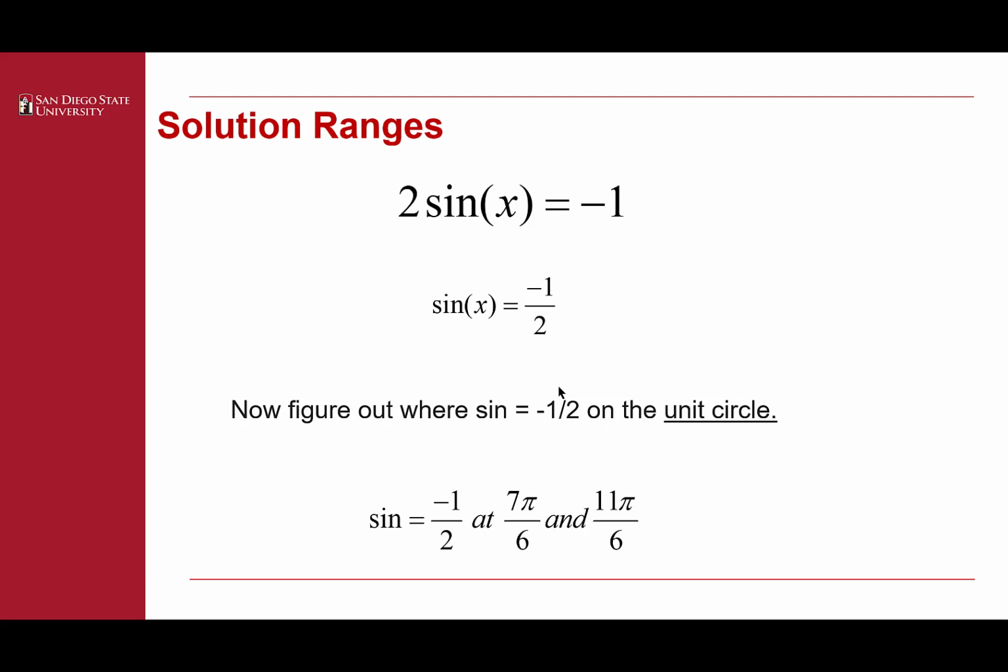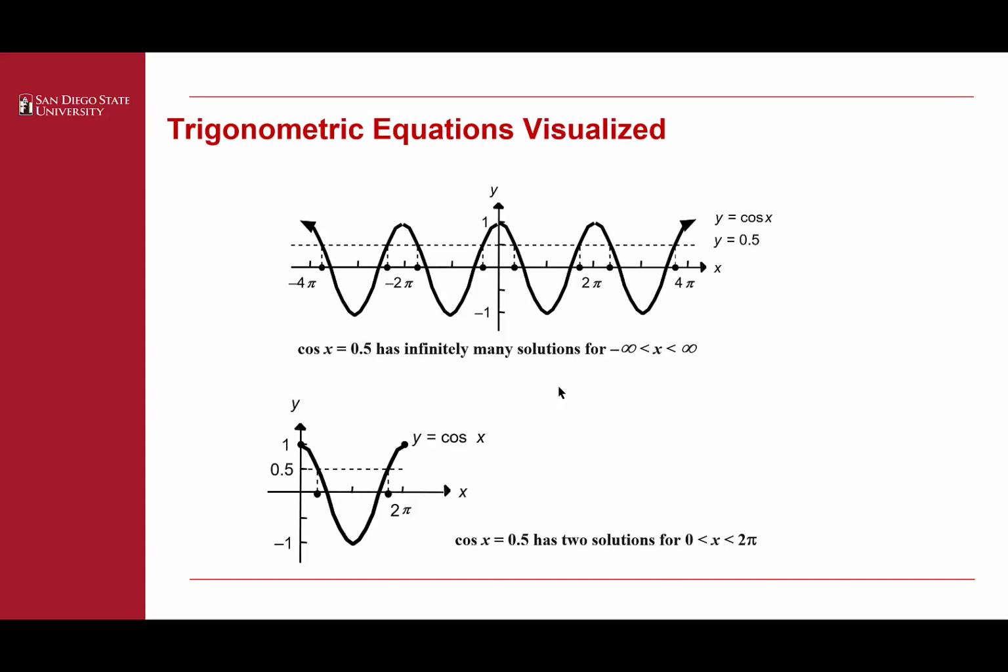-1 over 2, which translates as -0.5, can be obtained via sinus function on 7 pi over 6 and 11 pi over 6, assuming that we are limited to 2 pi. If we are not limited to 2 pi, then we can add 2 pi to these angles and find an infinite number of solutions.